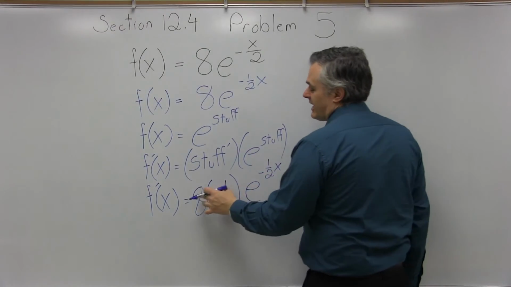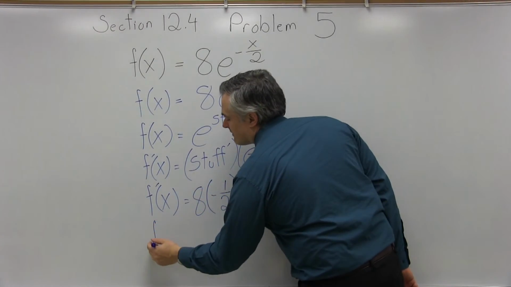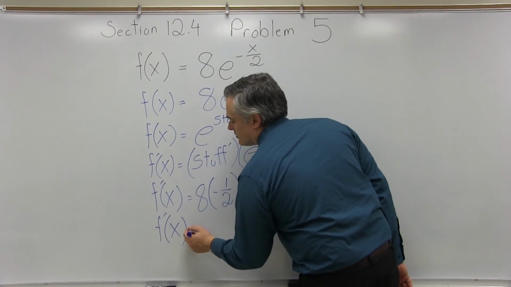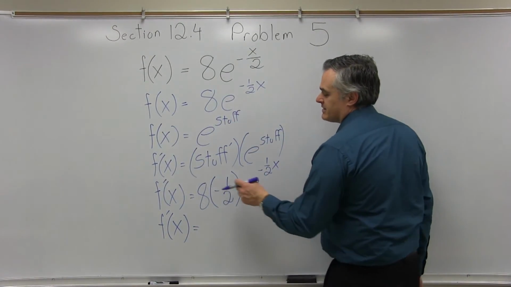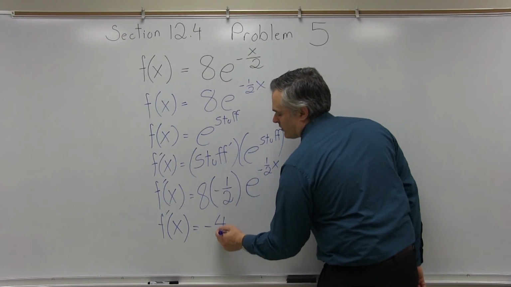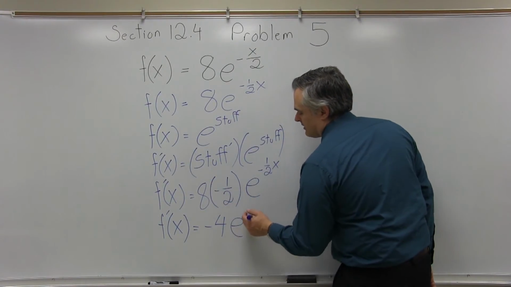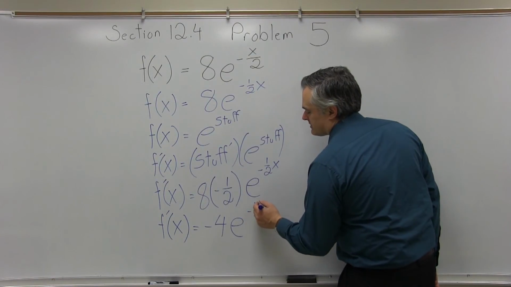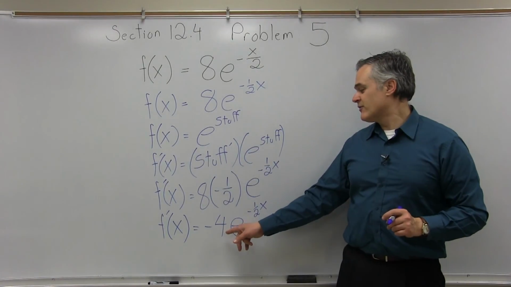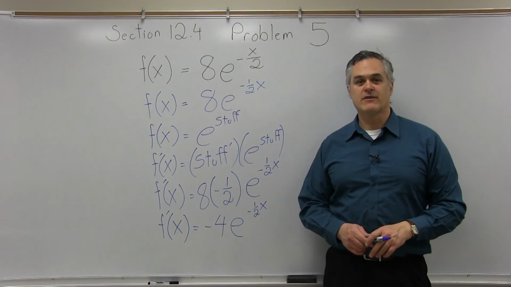And the 8 times negative 1/2, I really can't help but reduce this. So I'm going to have f prime of x equals 8 times negative 1/2 is minus 4, and then e to the negative 1/2 x. So that's the final answer. F prime of x is negative 4 e to the negative 1/2 x power.